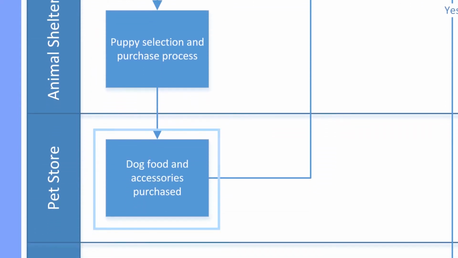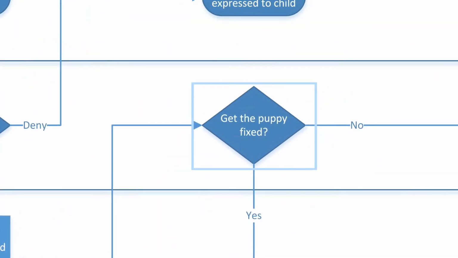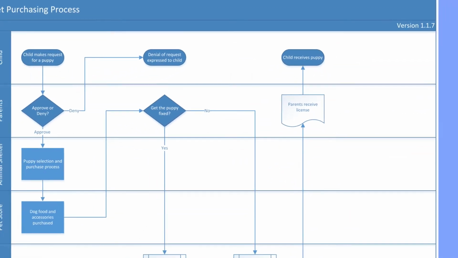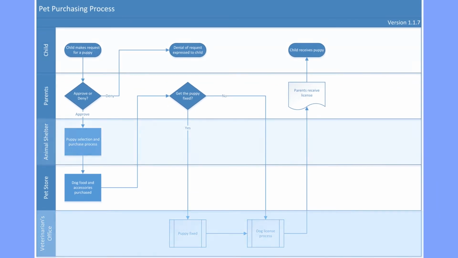After that, dog food must be purchased and the parents must decide if they will fix the dog. Let's say they decide not to. They then get a license for the dog, and finally, the child can have his puppy. As you can see, the process is divided into swim lanes, which show who is doing each action.